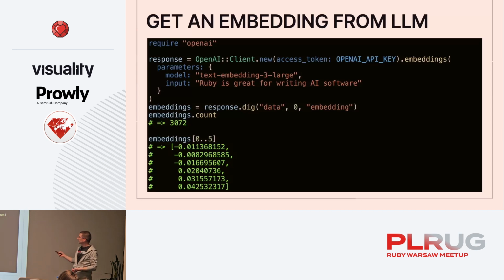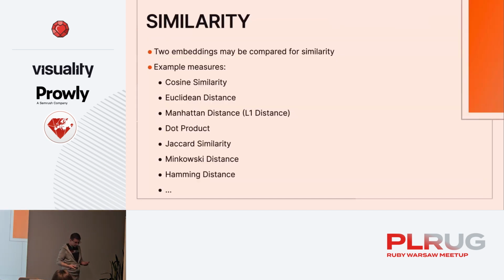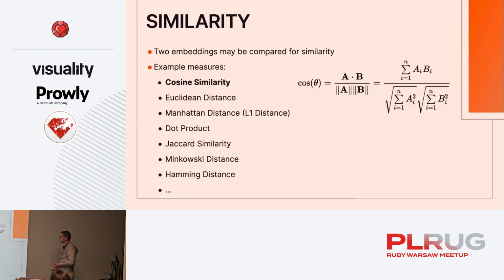All right, so we provide just an OpenAI API key, a model for the embeddings, there are a few available, and a phrase: Ruby is great for writing AI software. We get back an embedding which has 3,000 columns. It's quite a big embedding, and it looks kind of like this. All right. Later on, when we have embeddings, we can compare them for similarity. Please don't remember all the measures. I just put them for reference. We'll be using cosine similarity, maybe because it's the first.